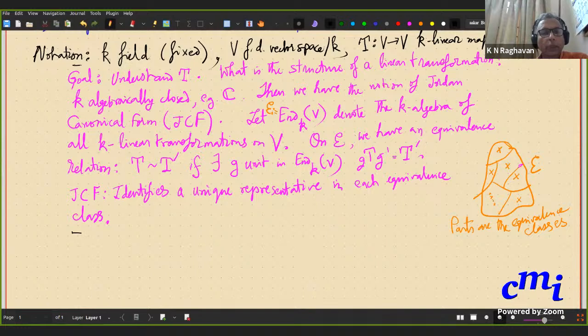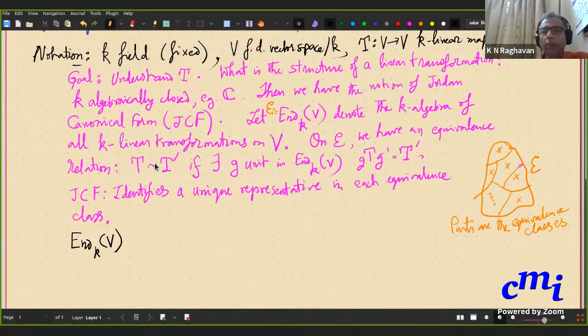End V, so this we did last time also. End V is the set of all linear transformations. Now you can add linear transformations. It's an algebra, we've said it's an algebra. What does that mean? Very loosely speaking, it means it's a ring. It's also a K-algebra. There is a homomorphism from K into this.